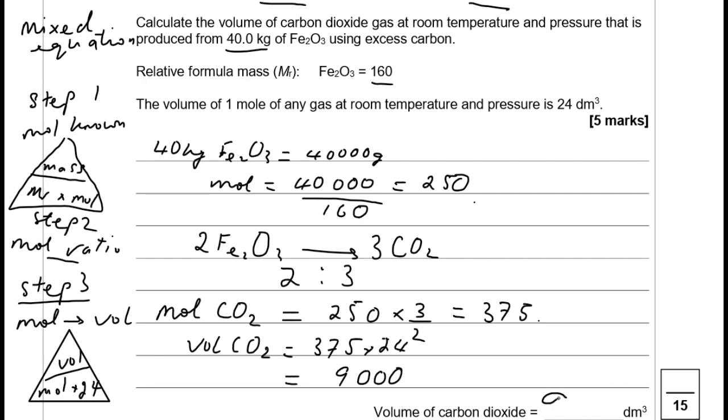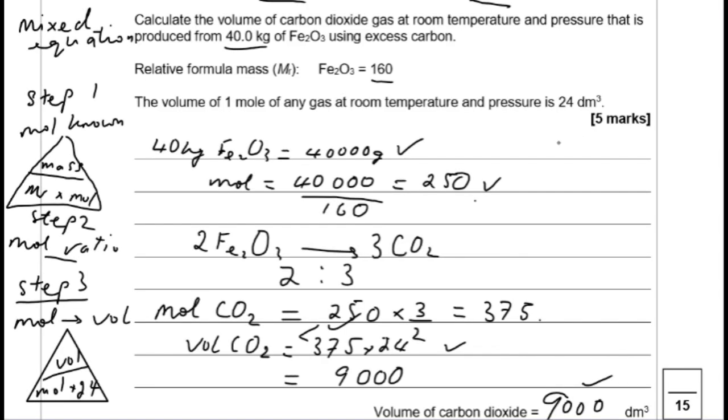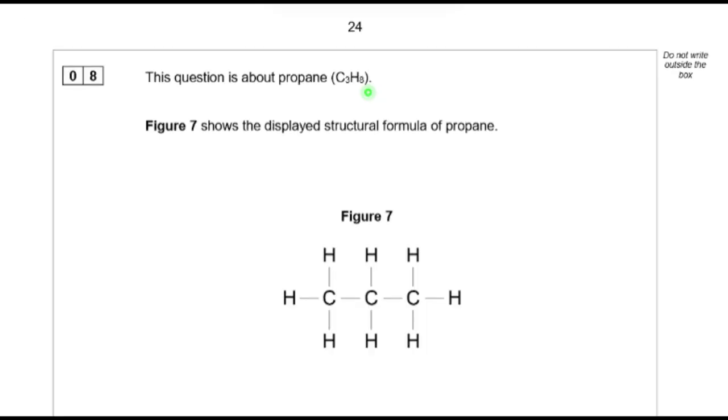Now it's important that we look at mark allocation. We get 1 mark for converting kilograms to grams, 1 mark for the moles of Fe2O3, 1 mark for working out the moles of CO2 using the molar ratio, 1 mark for the sum 375 times 24, and the final 5th mark goes to our final answer, 9,000 decimeters cubed. Over the page, question 8.